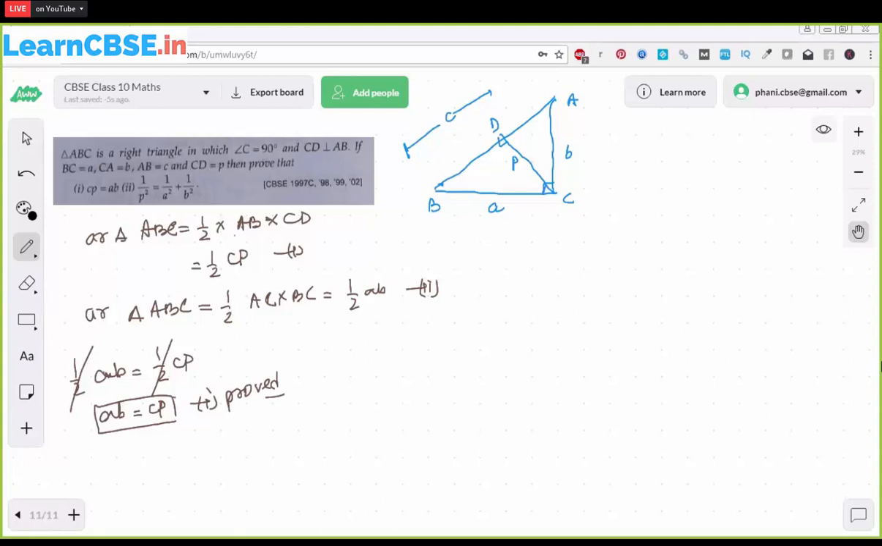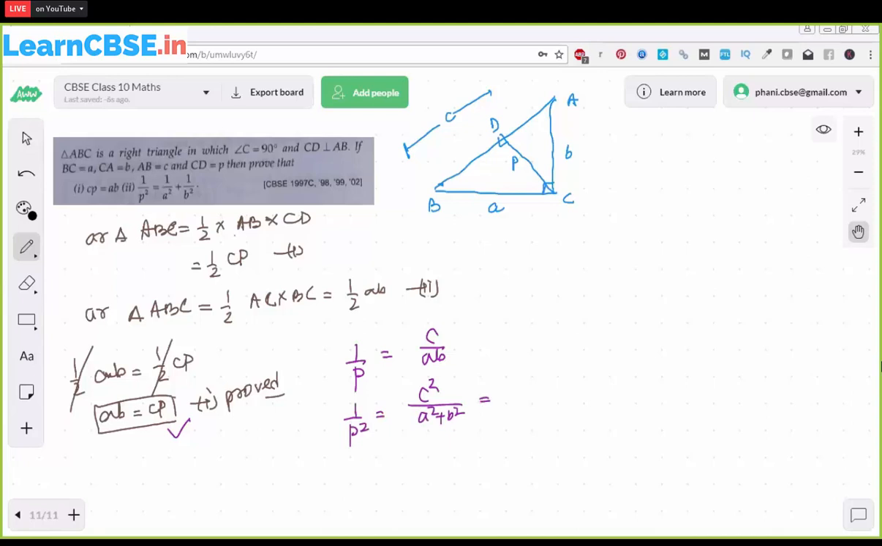Now for the second part of the question, I have to use the first part of the question to get the second part of the question. So from the first part, I can get the value of P. So 1 by P, from the first proof, I can write 1 by P equals C by AB. So 1 by P square equals C square by A square B square.